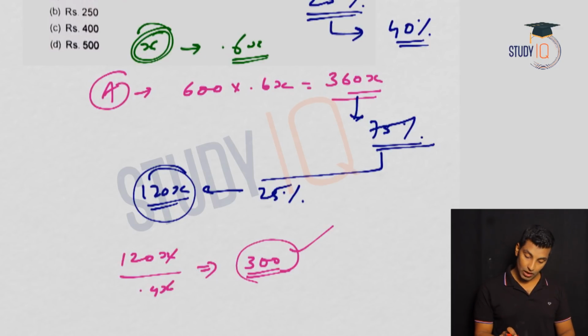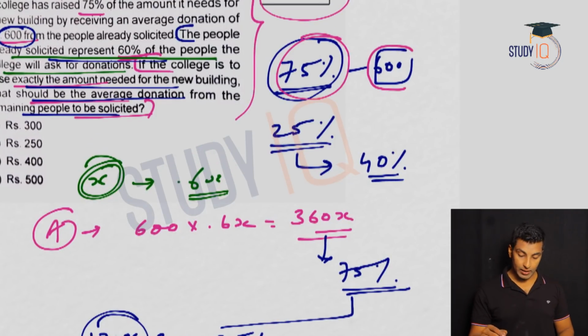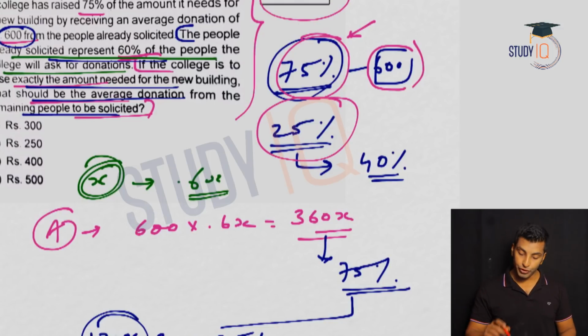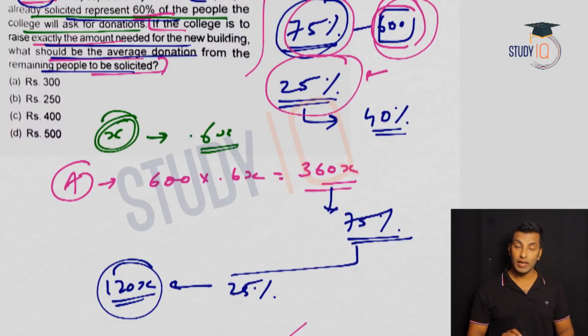Okay, so how did we start this? See, we know 75% of the amount you got from 60% of the people whom you're going to ask. So 60% gave 75%. Now 40% of the people have to contribute 25%. Now 60% contributed 600 per head, 600 is the average. So if the total number of people from whom the college is going to ask is X, if we consider it like that, 0.6x is what contributed 600, and 0.6x is actually giving you 75%.